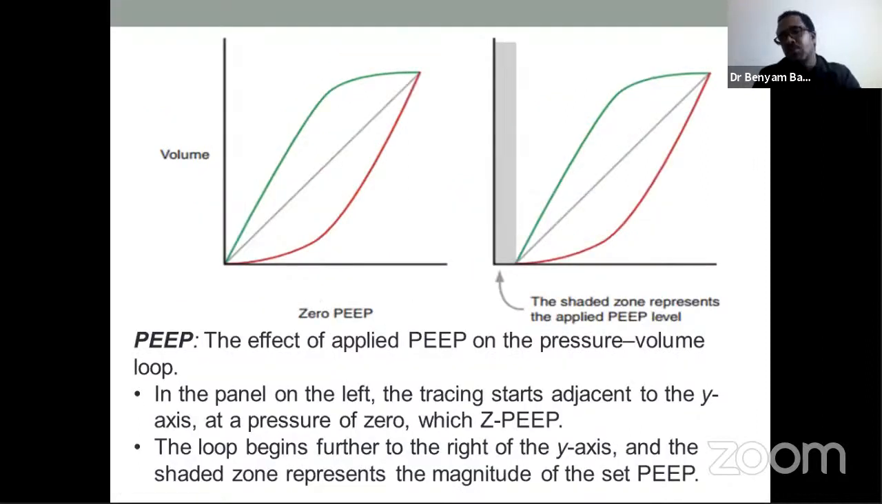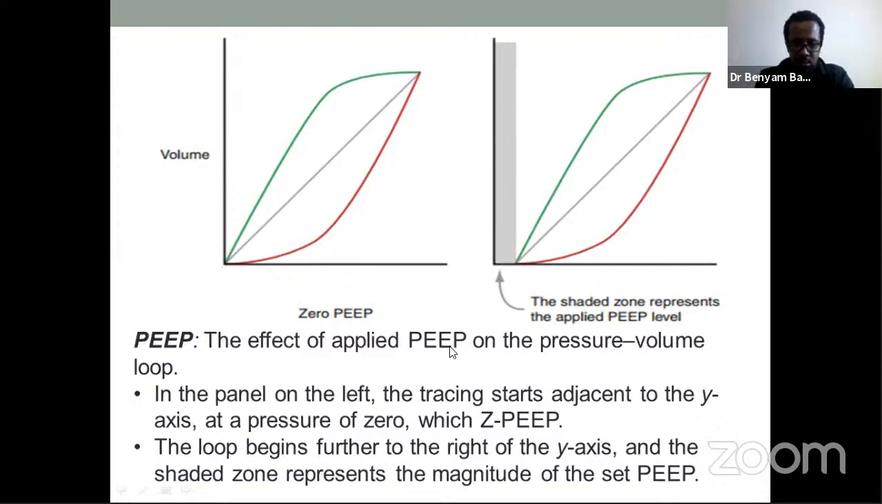The other thing we'll be able to see on the pressure volume scalar is the PEEP. The PEEP is represented on this shaded area. So the pressure will not be coming to 0, but rather to the set PEEP. So this is the set PEEP and this is 0 PEEP.